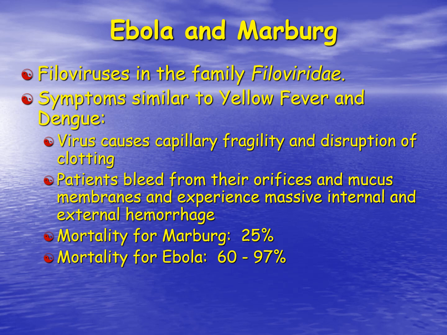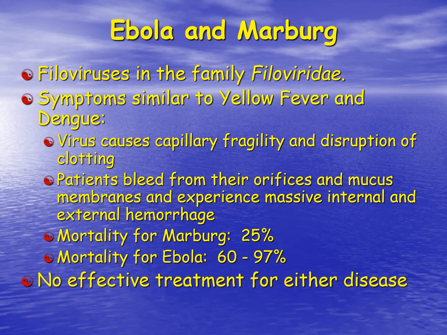The strain of Ebola that they had a few years ago in the Ebola outbreak in Western Africa was actually around an 80 to 90% mortality rate. There really is no effective treatment for either disease. We simply treat these patients as symptomatically as we can. However, now that some people have actually survived Ebola, they do have antibodies to those viruses. And that is one way that we can actually use intravenous immunoglobulin therapy.